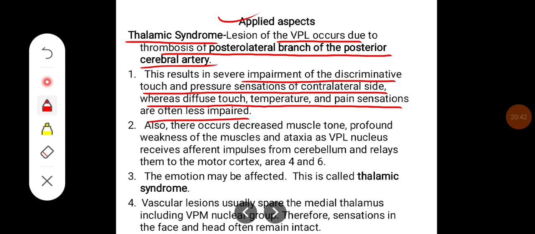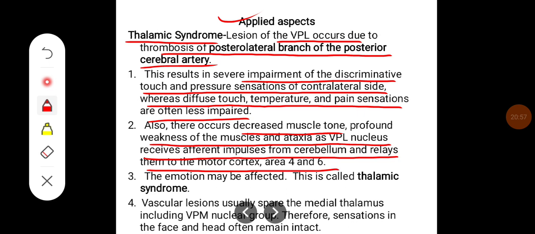Also, there occurs decreased muscle tone, profound weakness of the muscles, and ataxia as the VPL nucleus receives afferent impulses from cerebellum and relays them to the motor cortex areas 4 and 6. The emotion may be affected. This is called thalamic syndrome.